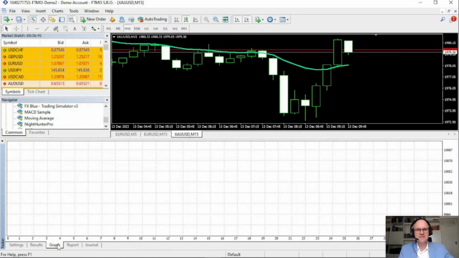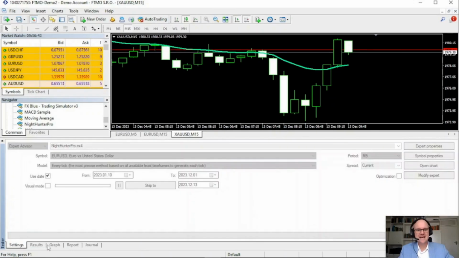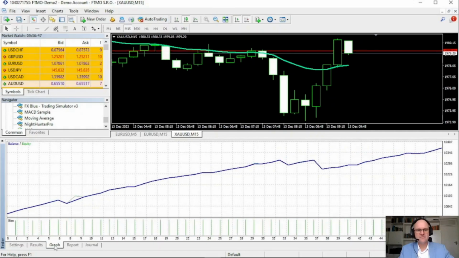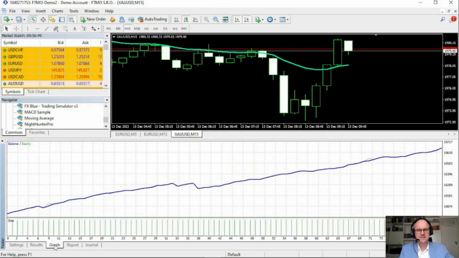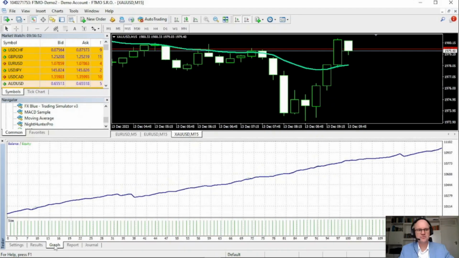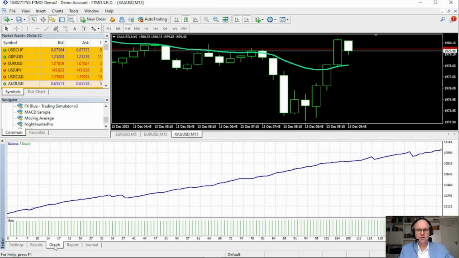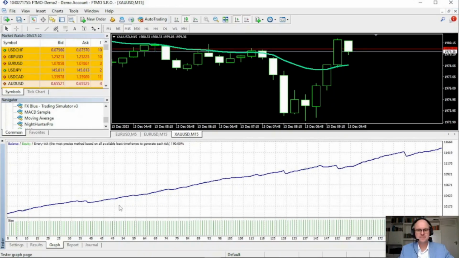Now, one of my favorite aspects of the bot is that it does have a negative swap filter, and swap fees are something very important to take into consideration when trading over the rollover. Now, what we'll see from the balance and equity graph is that in this period from January until the end of December, or the start of December, the bot made a very healthy return.